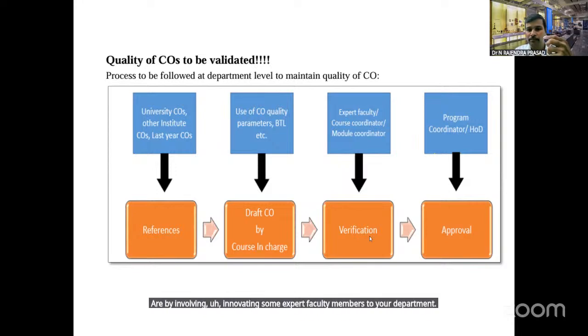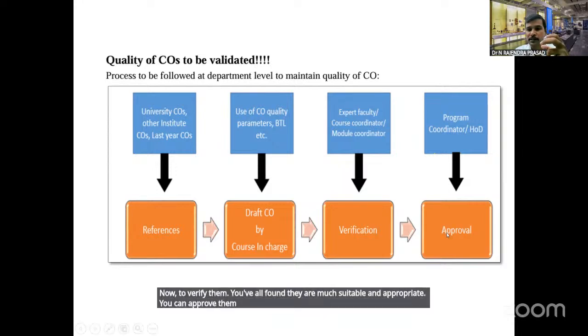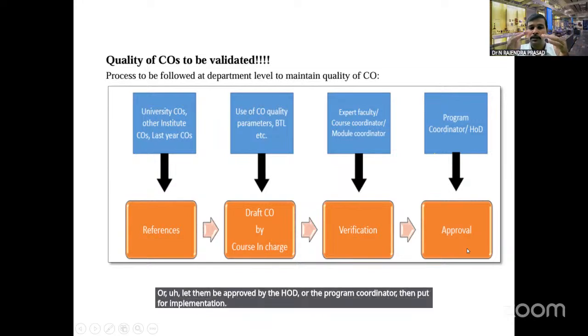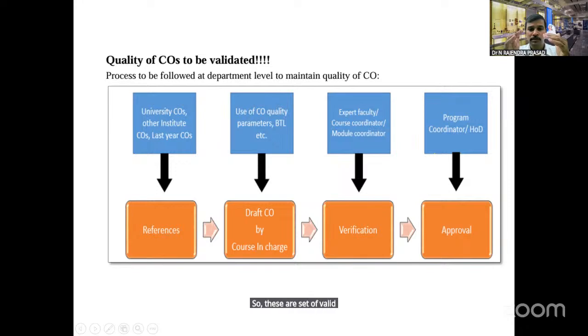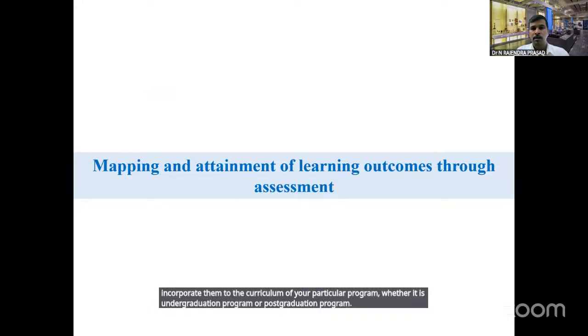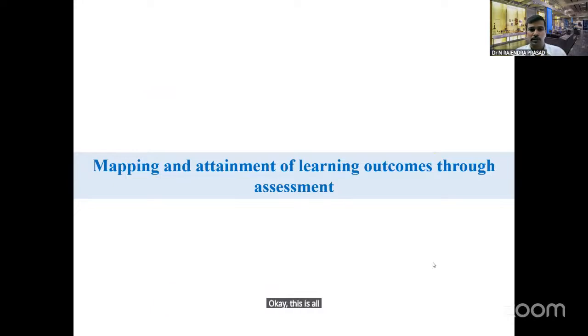You have to verify them. If all are found suitable and appropriate, you can approve them in the BOS or let them be approved by the HOD or the program coordinator, then put them for implementation. So these are the set of validated COs you have to consider, and you can incorporate them into the curriculum of your particular program, whether it is an undergraduate program or a postgraduate program. Okay, this is all about writing the COs.